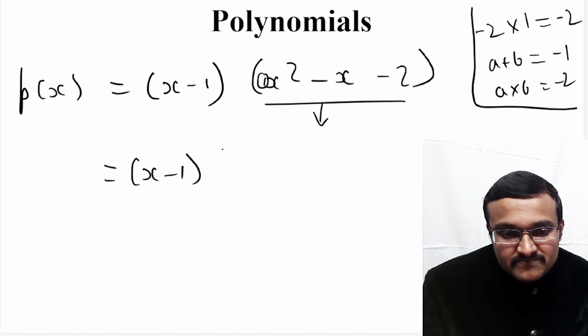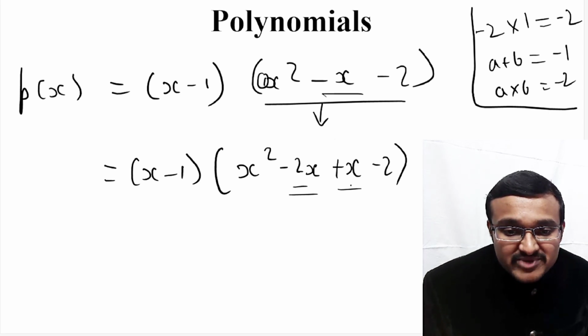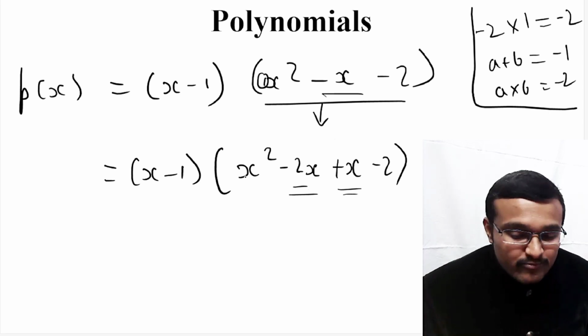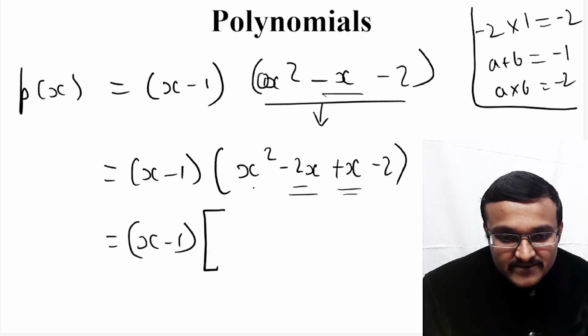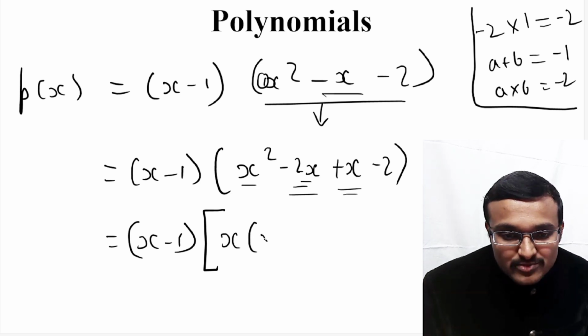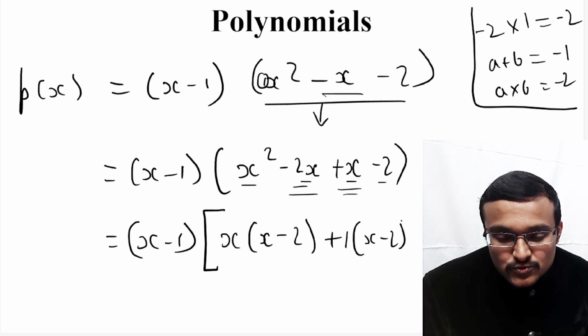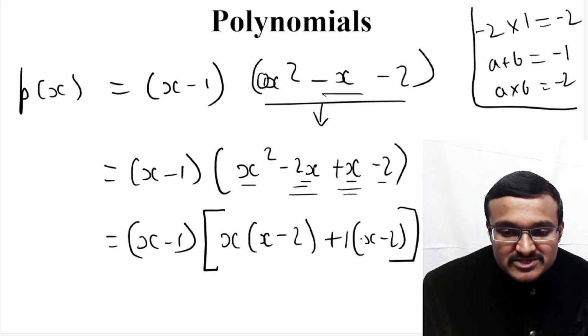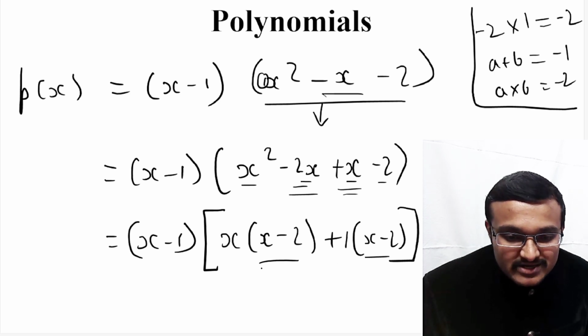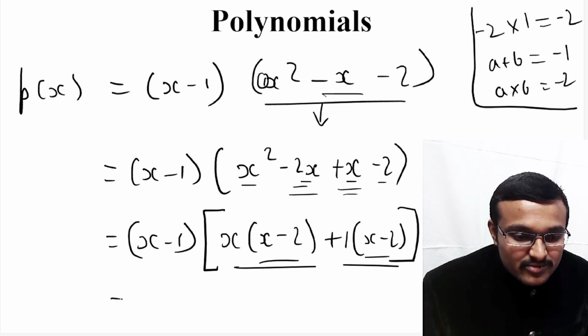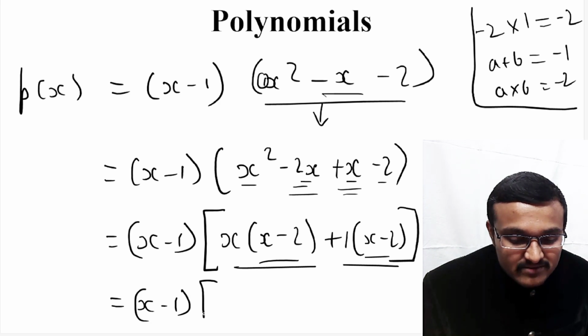So here you can write this minus x as minus 2x plus x because minus 2x plus x will give you minus x. You can take a bigger bracket here. In these two terms you can take x common. So when you take x common, inside the bracket you will have x minus 2 plus, here you can take 1 common. When you take 1 common, it will be x minus 2 only, because plus 1 into x is plus x, plus 1 into minus 2 is minus 2. So now you can see x minus 2 and x minus 2 are common in these two terms. So you can take it common. So x minus 1 will be there outside the bigger bracket.